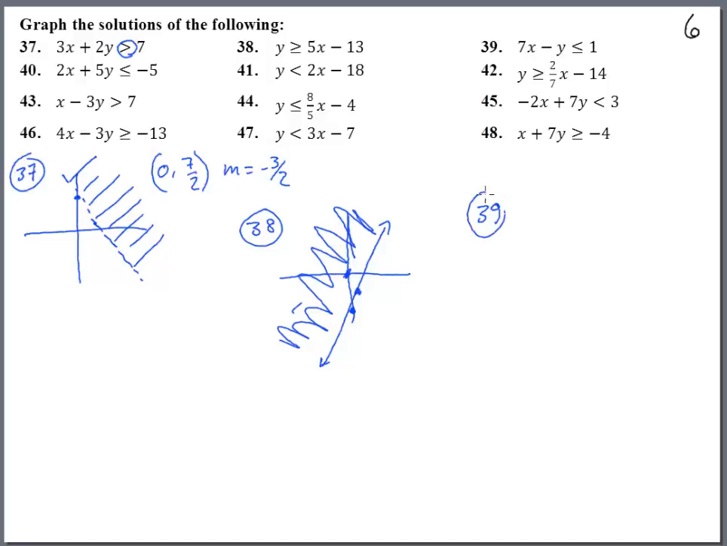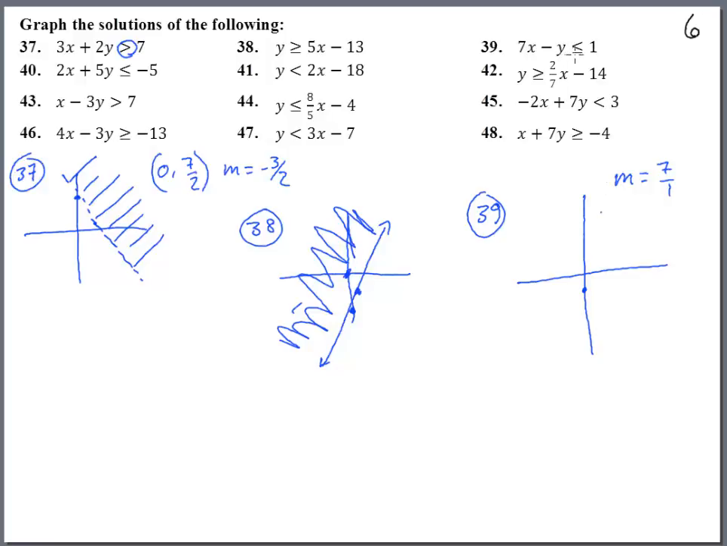39. 7x minus y is less than or equal to 1. So treat that as an equal sign, and we have 0, negative 1 would be an intercept, and the slope is going to be a positive 7 over 1. That shortcut from standard form, the opposite of that coefficient over that coefficient. So we go up 7, 1, 2, 3, 4, 5, 6, 7 over 1, and it's really steep.